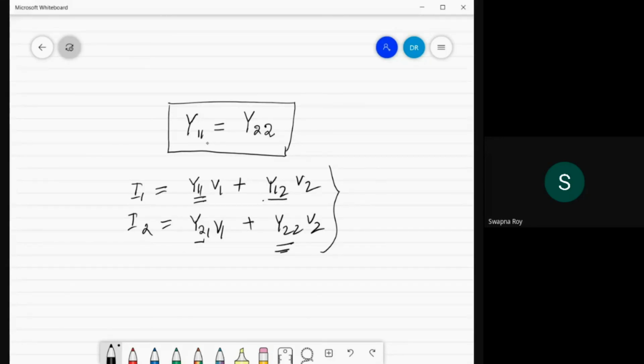A two-port network is said to be symmetrical if the ports can be interchanged without changing the port voltage or current. That is, in the input port we are applying a voltage like 5 volt and some current is flowing in the network. And if we exchange, if the output port voltage is 5 volt, the same thing will happen. That time y11 and y22 will be same. This is the condition of symmetry.